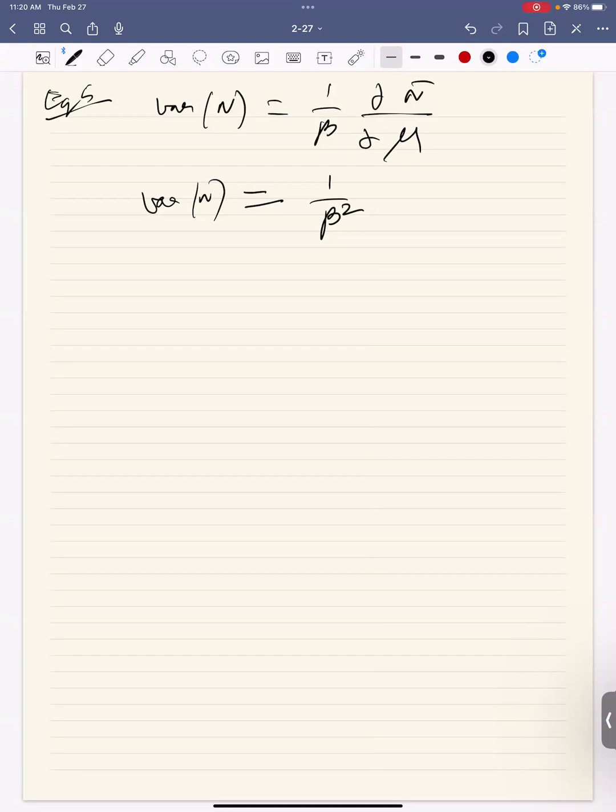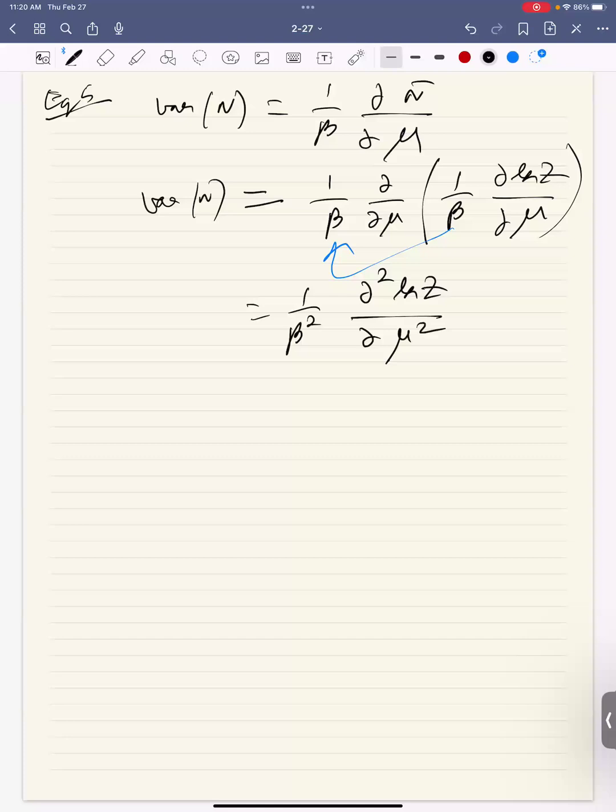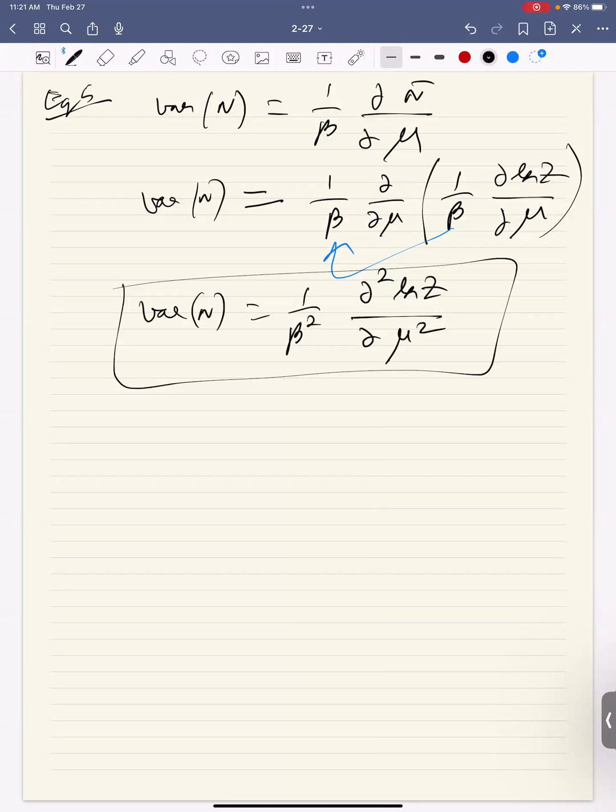What should I do now? Well, firstly, let's not be too speedy. Partial by partial mu of n bar. What is n bar? n bar is 1 over beta, partial ln z by partial mu, right? Now this beta can come outside, and this becomes 1 over beta squared, double derivative of log z with respect to mu. So we again get that relation that variance of n is the second derivative of log z with respect to chemical potential.